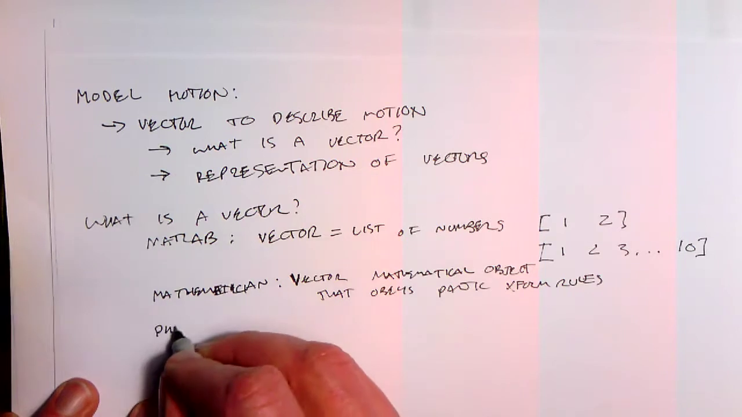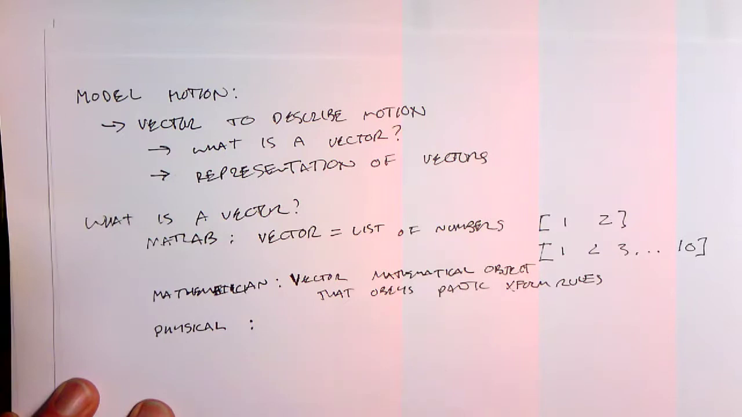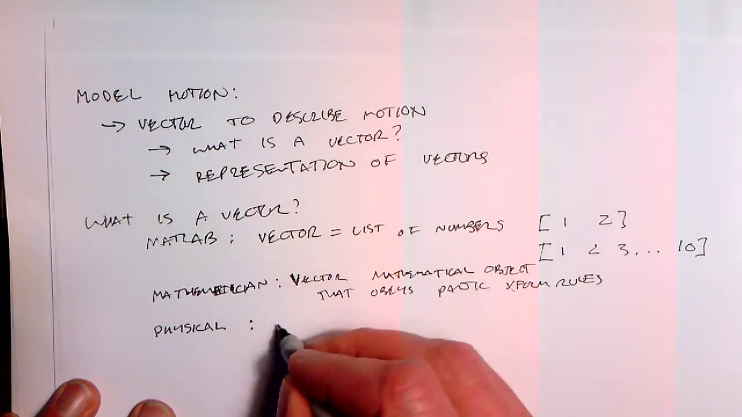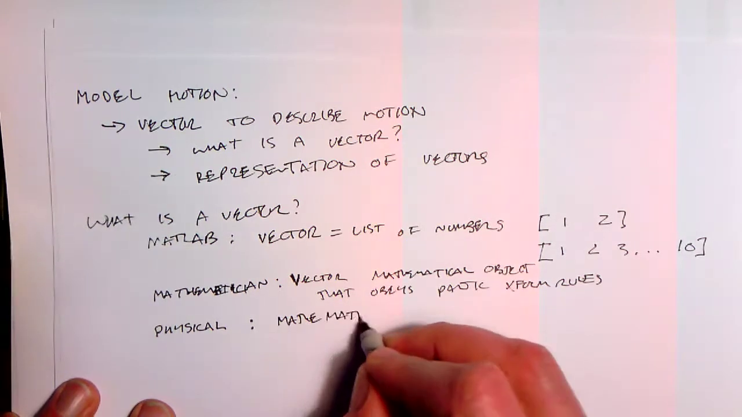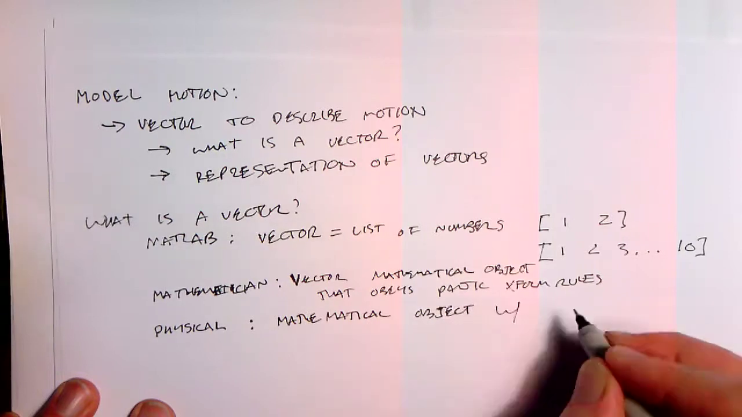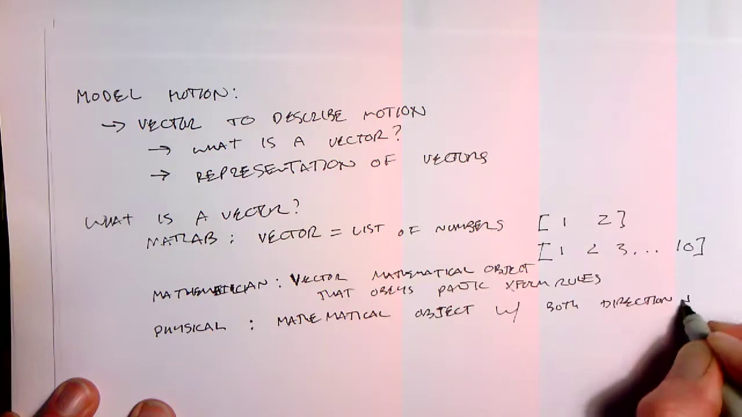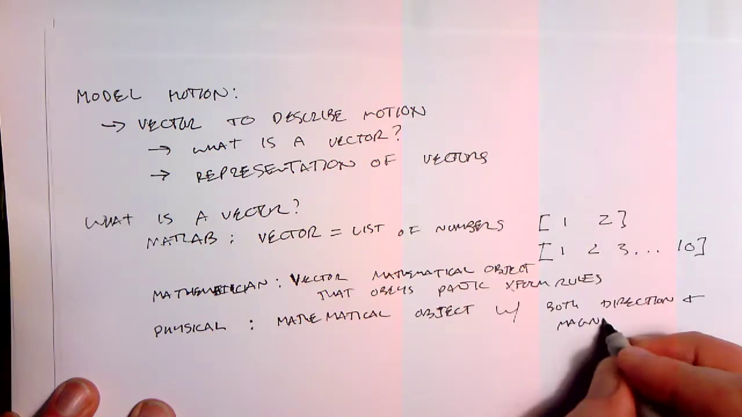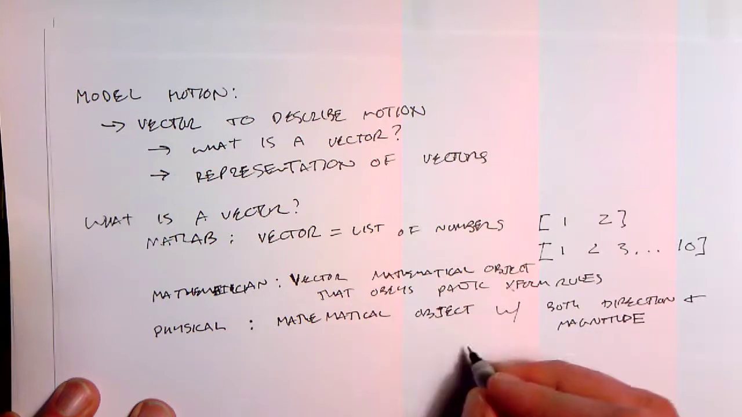From a sort of physical perspective, which is of course the perspective we'll be taking mostly in this class, a vector is simply an object that has both a direction and a magnitude. So it's again a mathematical object with both direction and magnitude. And that stands in contrast with some of the other things that we've dealt with.